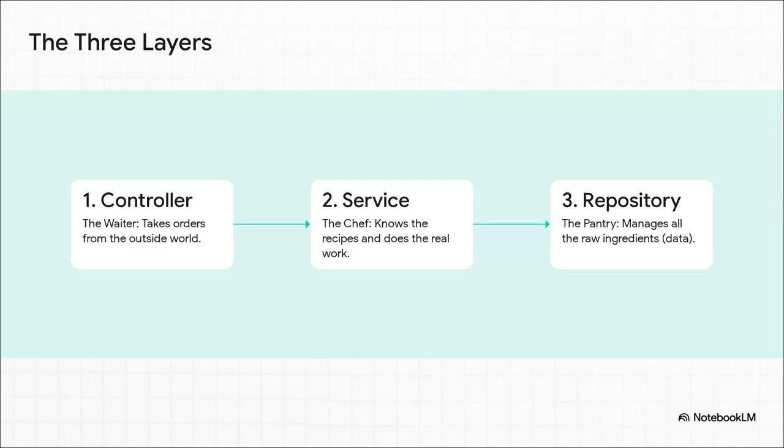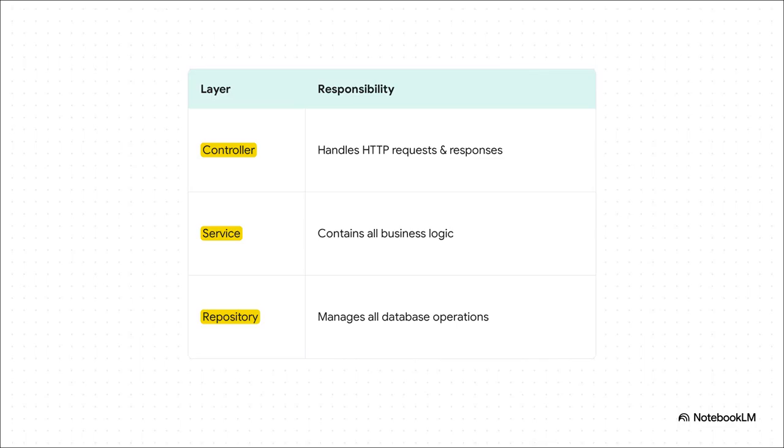Honestly, the best way to get this is to think of a restaurant. First, you've got the controller. That's your waiter. They take the orders from the outside world. Then you have the service. That's the chef. The chef knows all the recipes, they do all the actual cooking and thinking. And finally, you have the repository. Think of this as the pantry, the place that just manages getting the raw ingredients, or in our case, the data.